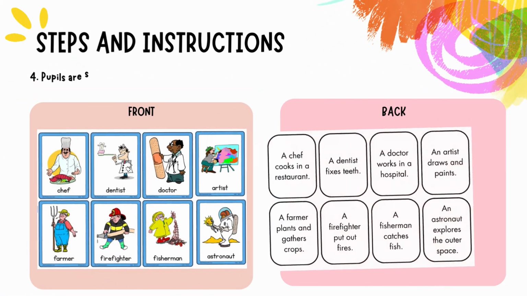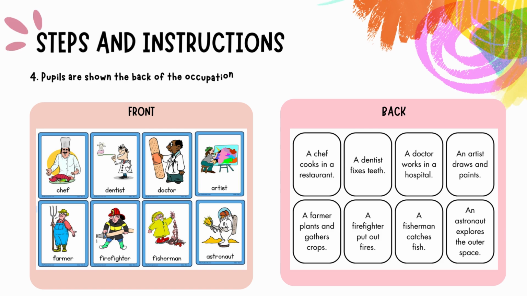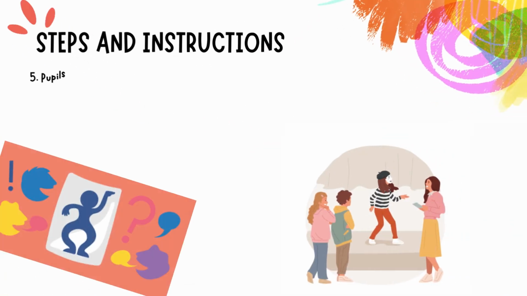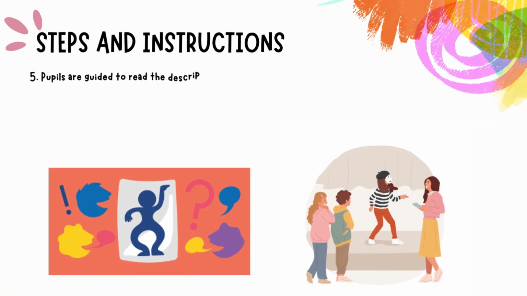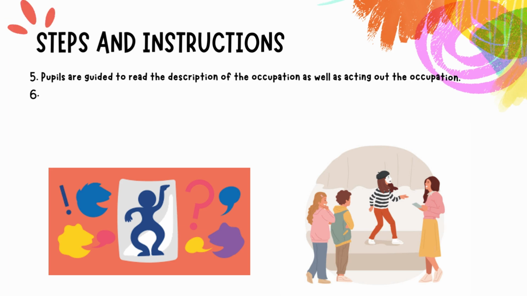In the next step, the pupils will be guided by the teacher to read the description of the occupation on the back of the occupation flashcard. The pupils will also be guided by the teacher to read the description as well as act out the occupation.